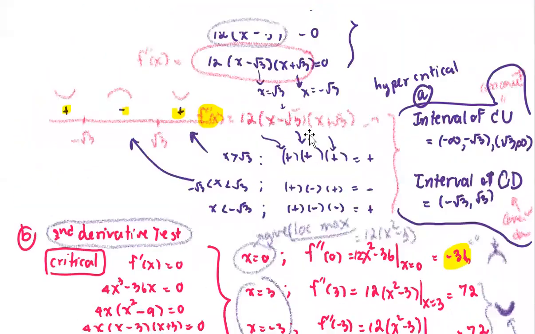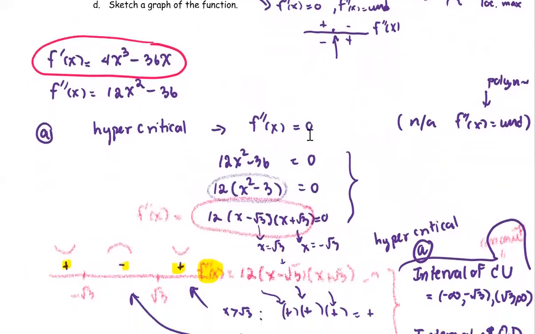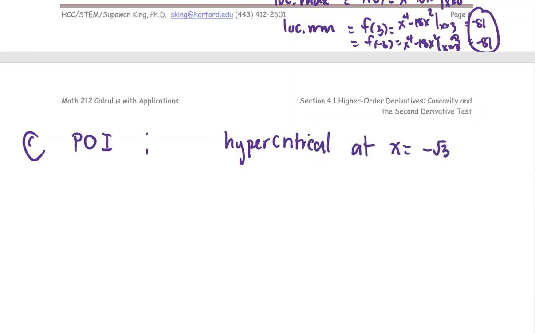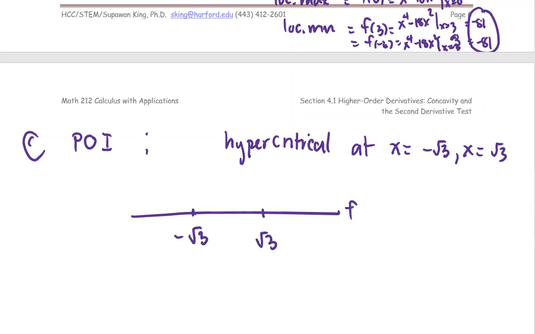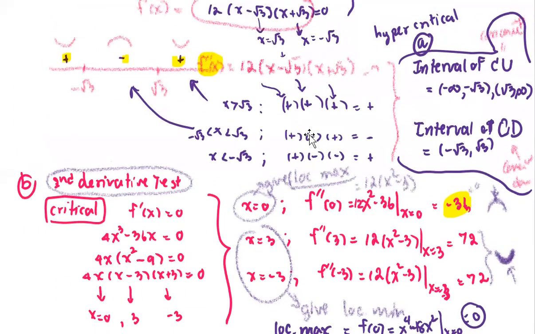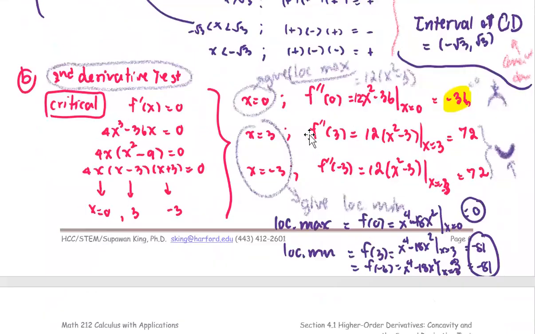Okay, so that's part B. Use the second derivative. And then part C is to locate the point of inflection. So I'm gonna wrap up real quick. Give me 12:30. So the point of inflection. Since the hypercritical points are at x equals negative square root 3 and x equals square root 3, we draw the line with negative square root 3 and positive square root 3, and identify the sign of f double prime. And we already did the sign earlier, as you see over here, to determine the intervals of concave up and concave down. We just borrow it.